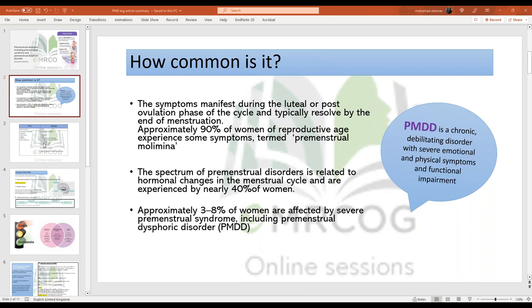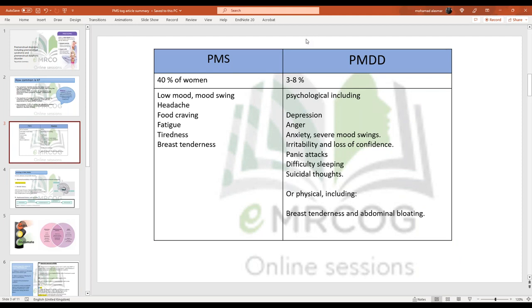So how can I differentiate? I have made this table, guys, to make it easy to differentiate between both of them. You should know that common symptoms of PMS are low mood, mood swings, headache, food craving, fatigue, tiredness, and breast tenderness. But PMDD is more psychological, like depression, anger, anxiety, severe mood swings, irritability, loss of confidence, sometimes panic attacks, difficulty sleeping, and suicidal thoughts, as well as physical symptoms, which can include breast tenderness or abdominal bloating. So, my friend, as you can see, this poor female who has the severe form of PMS, which we call PMDD, is a lady who suffers a lot, almost half of her life.